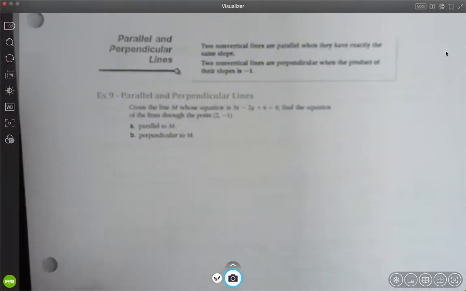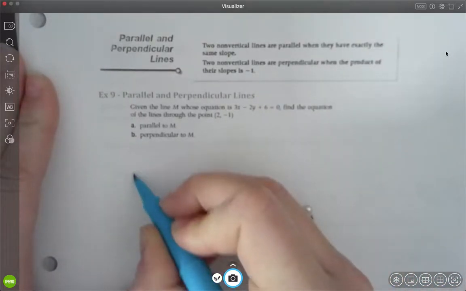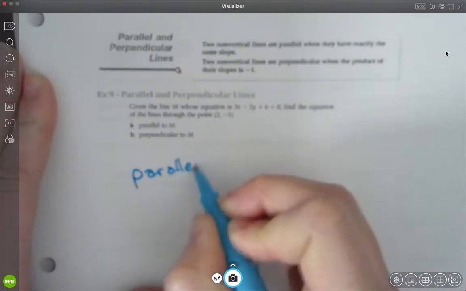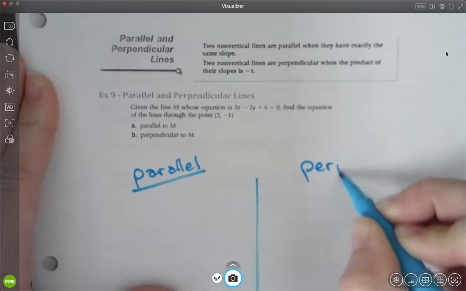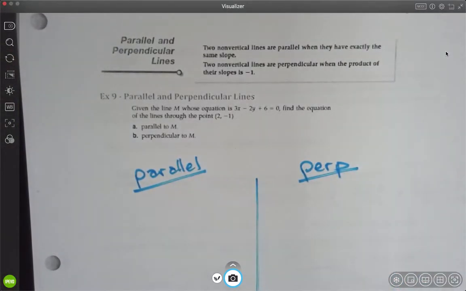Okay, last one. Parallel, perpendicular. We are going to get through it. Okay, so they do these like crazy on the math testing and on the ACT. Here is our equation of a line. It's going through the point (2, -1). We need to find a parallel line and a perpendicular line, okay?